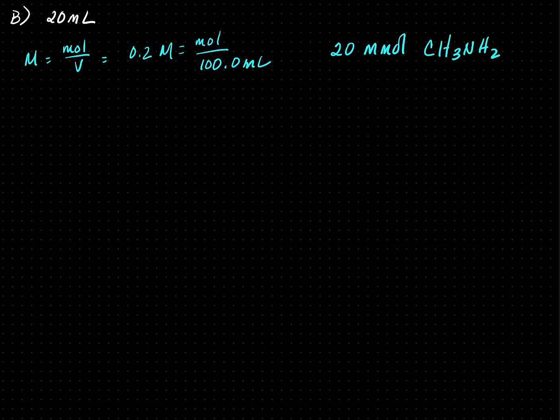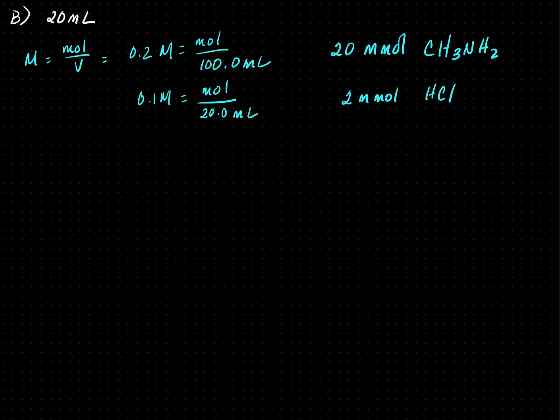I'm going to repeat the procedure for my strong acid. So if my strong acid initial concentration was 0.1 molar, this is moles. And again, I'm going to leave it in milliliters. So this becomes 2 millimoles of HCl.